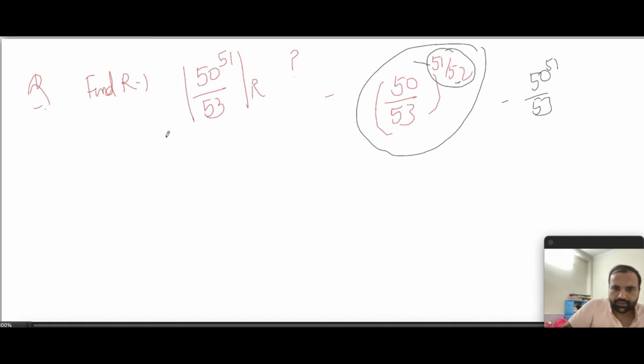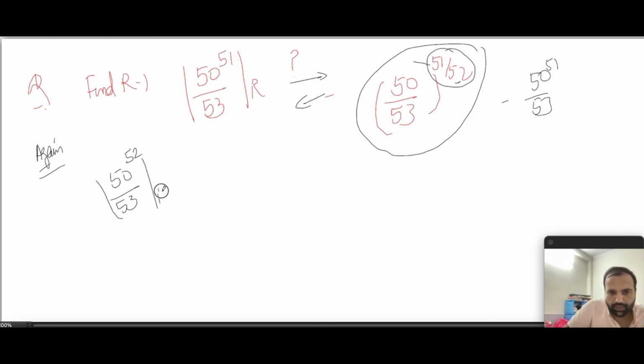Okay, see again. If we write this part 50, let's try to solve this. Again, we'll go in the reverse direction. Instead of going forward this way, we'll go this way. How? I'll tell you. Let's say 50 to the power 52 by 53. If this had been the case, what would have happened? It would have been 50 by 53, 52 by 52, and we would have got 1, isn't it? That's how it would have been done.